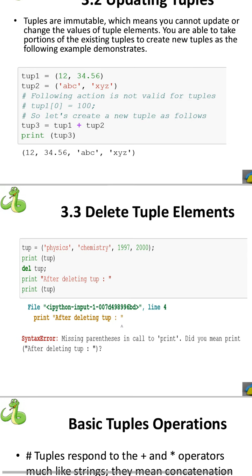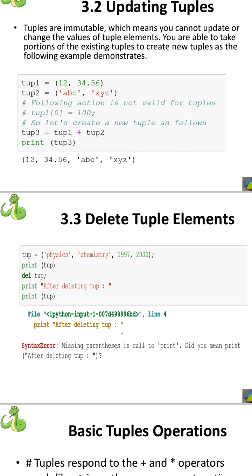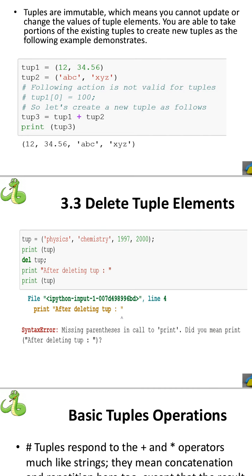If I print tuple 1 and tuple 2, in the output we can see only 12, 34.56 for tuple 1, and for tuple 2 we will see only 2 elements ABC, XYZ. Hence, we will say that whenever the plus operator is performed or concatenation is performed on two tuples, the resultant elements will be stored in a newly created tuple and the original tuples will be unchanged or unmodified.